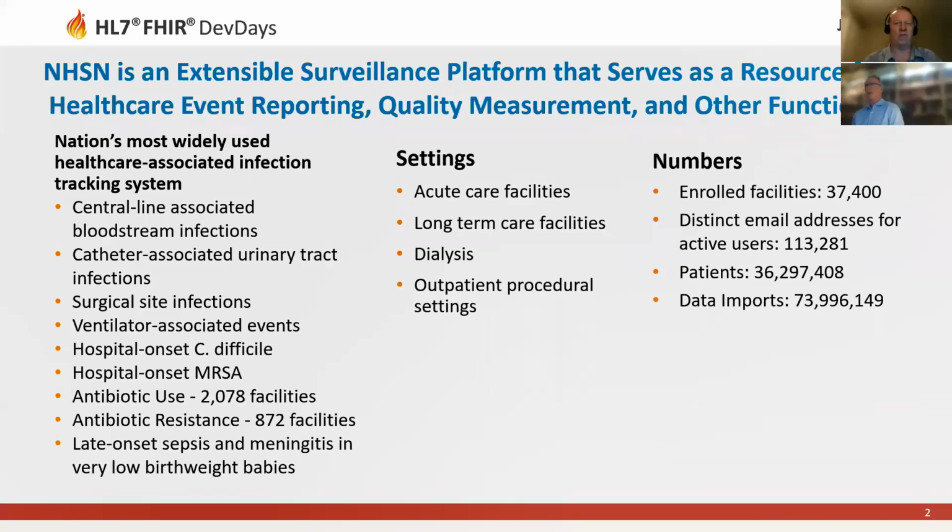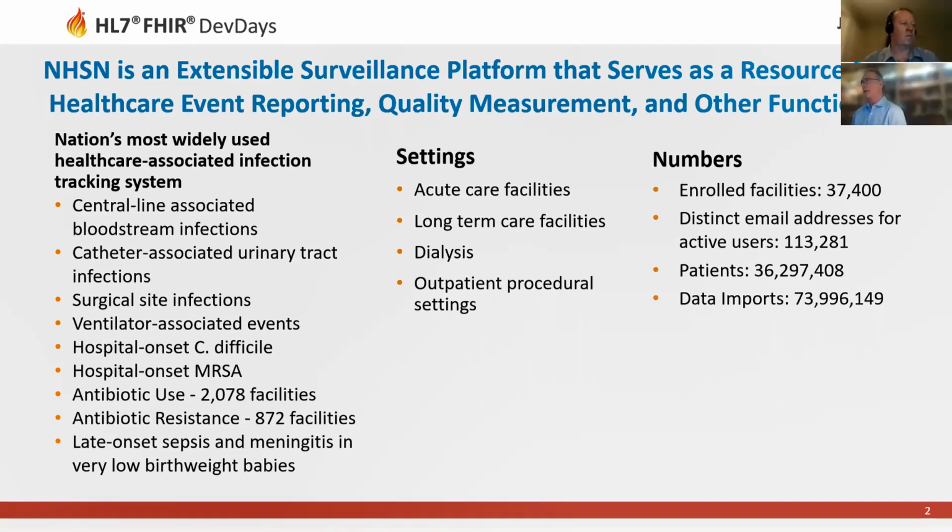CDC's National Healthcare Safety Network, or NHSN as we call it, is an extensible platform that serves multiple purposes. We are the most widely used healthcare-associated infection tracking system. And along the left-hand side of this slide, you'll see the variety of different infection and related events that we track. We're in use in over 37,000 healthcare settings, including acute care hospitals, long-term care facilities, outpatient dialysis facilities, and places such as ambulatory surgery centers where outpatient procedures are performed.